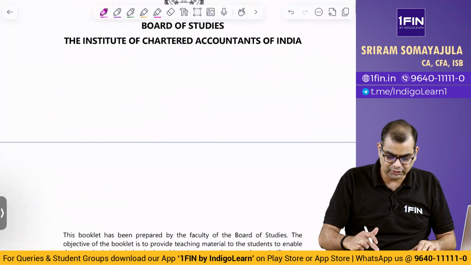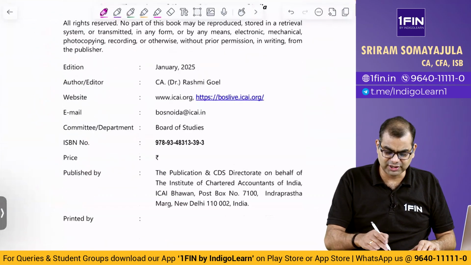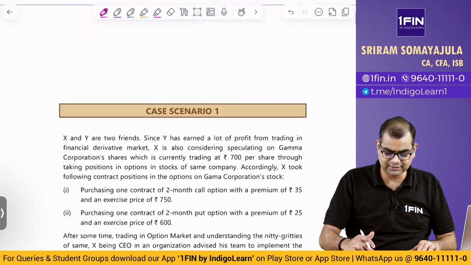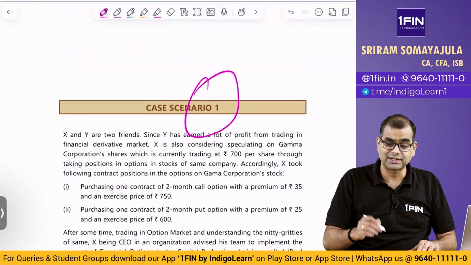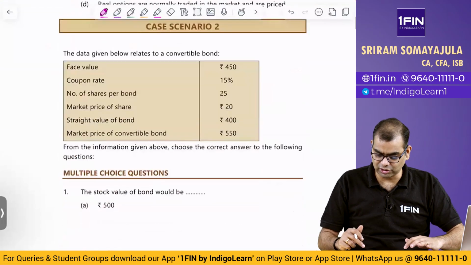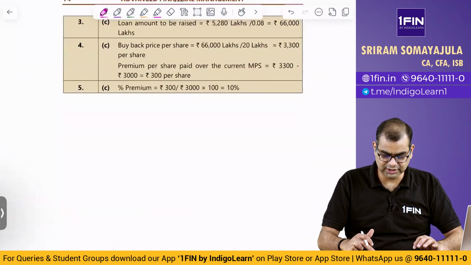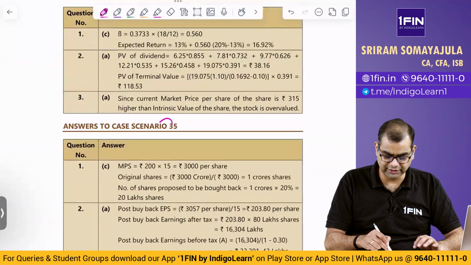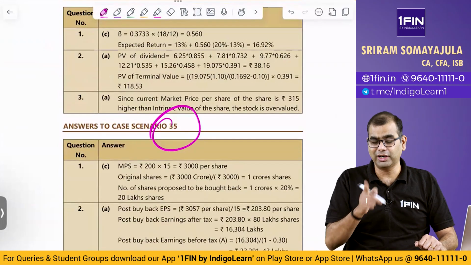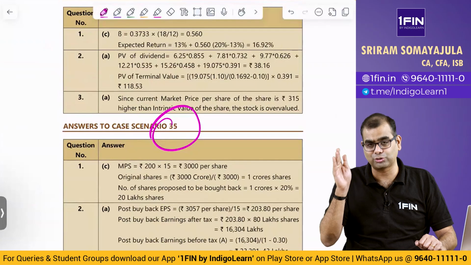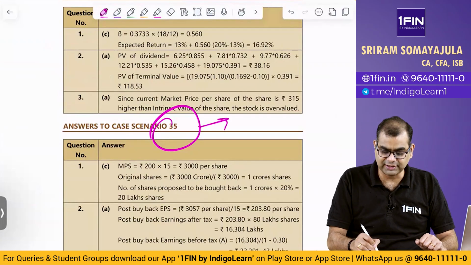Now, this book was released sometime in late January, and this book has 35 cases, if I am not wrong. If I go to the last page, it says answer to case scenario number 35. Earlier we saw the BOS website case studies which were there for you to practice. That was 12. Here there are 35.